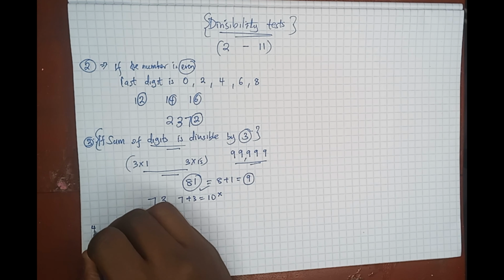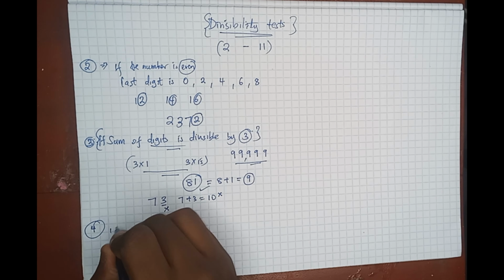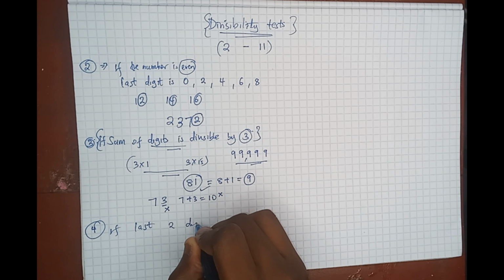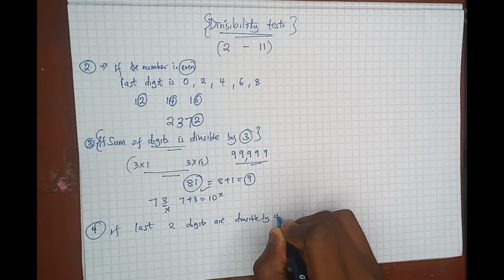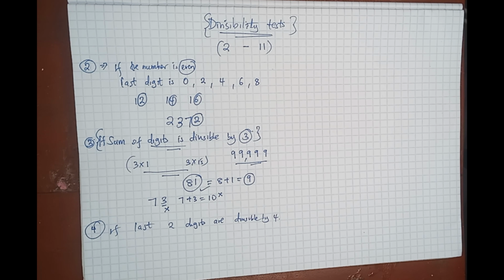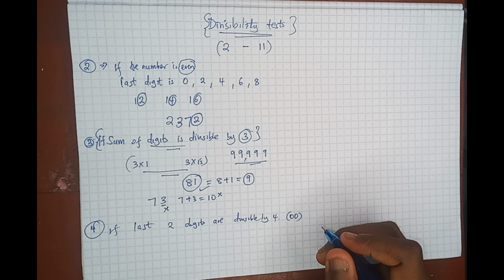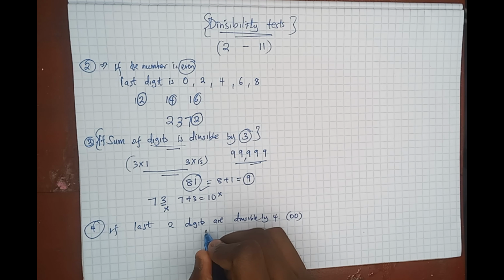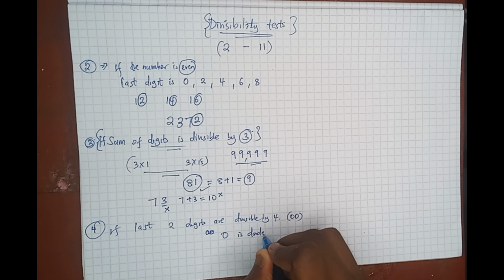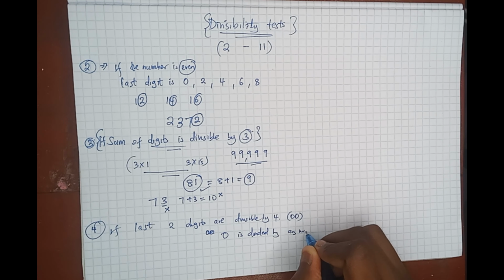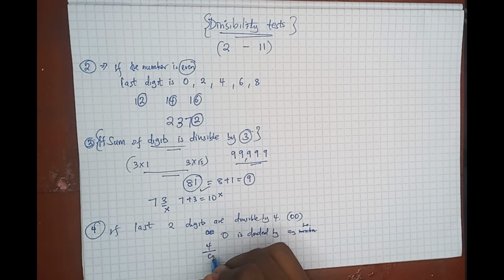So next is 4. A number is divisible by 4 if the last 2 digits are divisible by 4. So that includes 0, 0. Okay, so here's a fun fact. 0 can be divided by any number, but a number cannot be divided by 0.